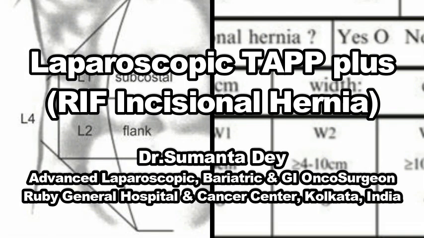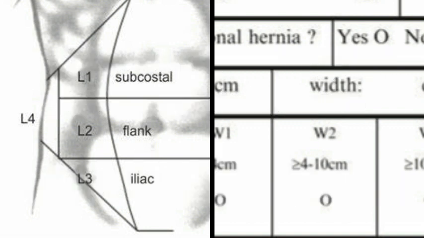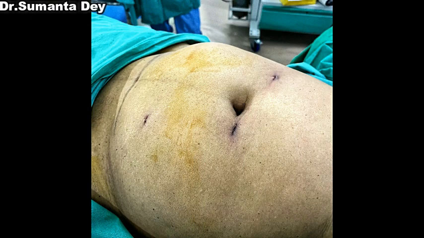So this is a visual demonstration of laparoscopic TAPP plus procedure for right iliac fossa incisional hernia. Right iliac fossa incisional hernia is basically categorized into the lateral hernias. Lateral hernias can be classified according to the EHS classification L1, 2, 3, 4, and right iliac fossa hernias are categorized into L3. And according to the size criteria, this is a W2 defect, between 4 to 10 centimeters. For this particular patient, the size was 5 centimeters.